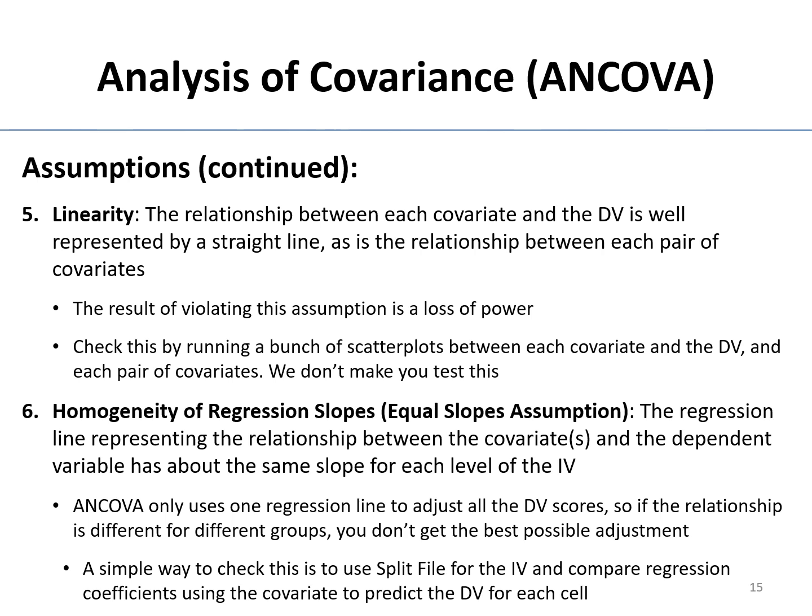So how do you check this? Well, you can do a split file for each level of the independent variable, and you can compare regression coefficients, that is, run a regression of the covariates on the DV for each level of the independent variable and see if you get similar equations. If you get stuck doing this or checking this for your committee, you probably want to hit me up.